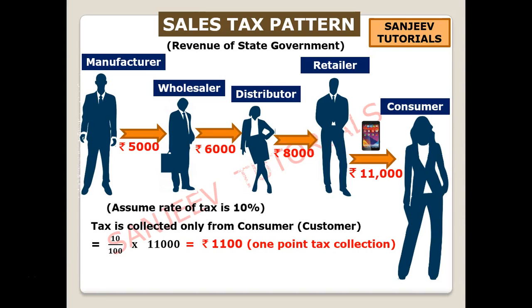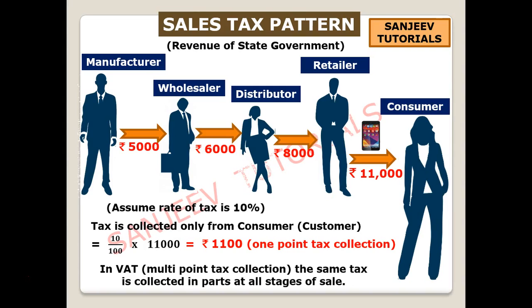Now in this entire chain, we saw that tax is collected only at one point, that is from the customer, and this tax goes to the government. So we found that it was a one-point tax collection system. In the new process called VAT, tax is collected at each stage of sale. So every person who sells the product has to pay VAT, but the total money collected will be the same, rupees 1100, as in the sales tax pattern, that is the old pattern.